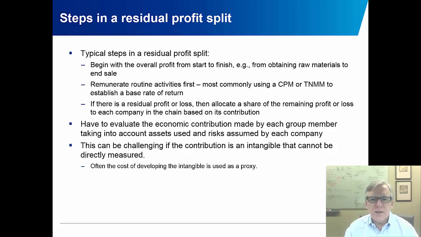So we're going to give a sort of base rate of return. Often it's a cost plus markup on costs, or it might be an operating margin for a distributor, or return on assets if someone's got a lot of assets in a business. And once that's done, we then ask the question, is there a residual profit or loss? Hopefully a profit. And we're going to then allocate that profit amongst the parties in proportion to how they contributed to creating the value. Now, how will you exactly measure that economic contribution?